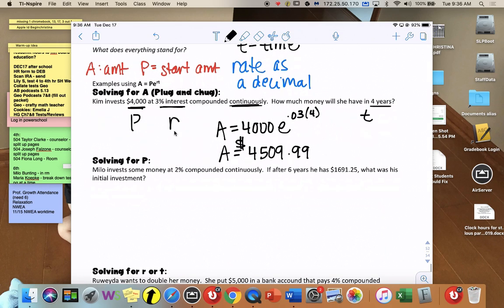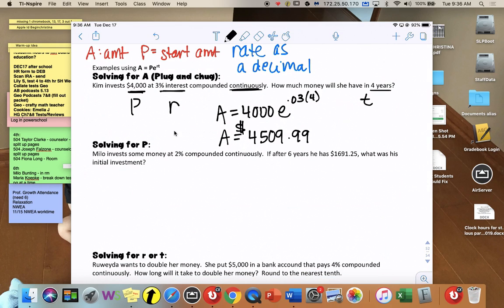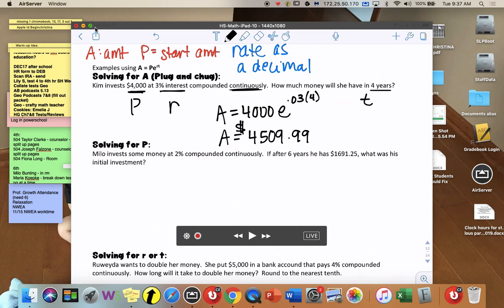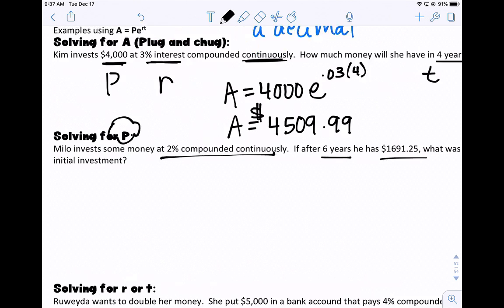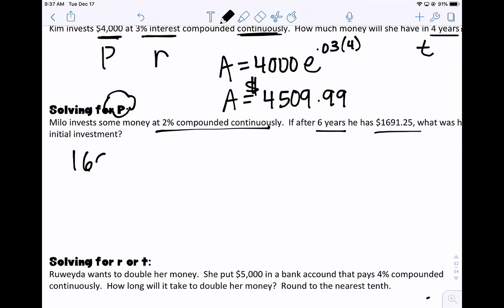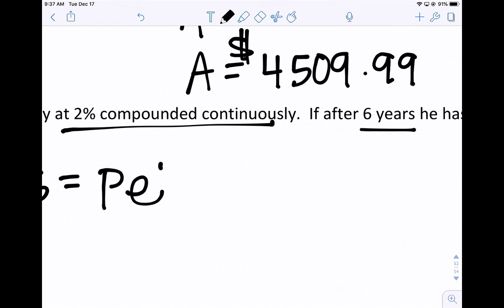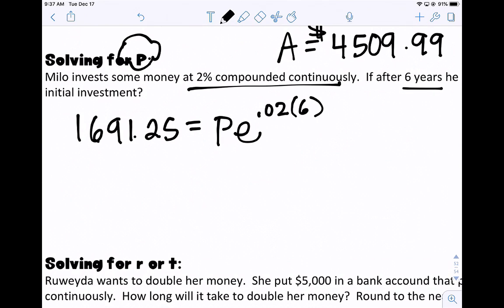Okay, let's do solving for P. Milo invests some money at 2% compounded continuously. If after 6 years he has $1,691.25, what is his initial investment? So here we want P. We're going to plug in everything that we know. 1691.25 equals PE to the rate, which is 2%, for 6 years. Okay, so here's everything that we know, and we're going to try to solve for P.